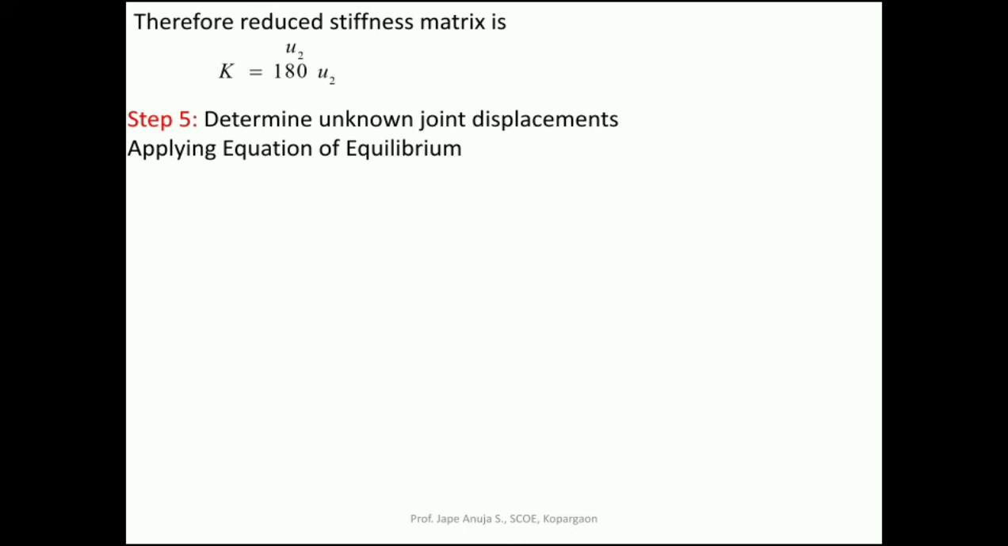Therefore the reduced stiffness matrix is written as K equal to, here in matrix form, 180, that is 100 plus 80, the u2 u2 displacement column and row, simply a 1 by 1 containing only one element.